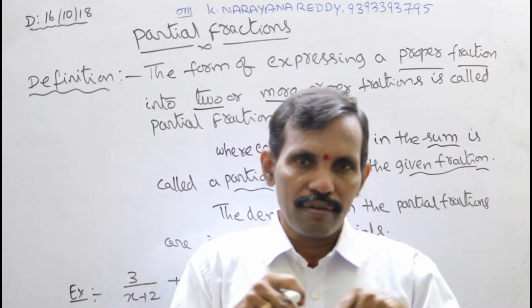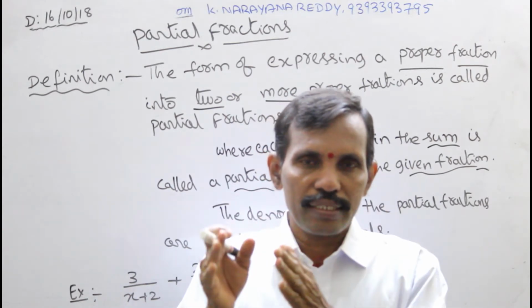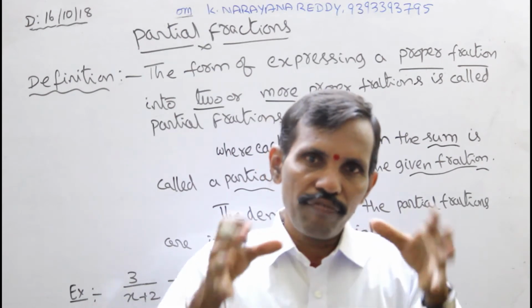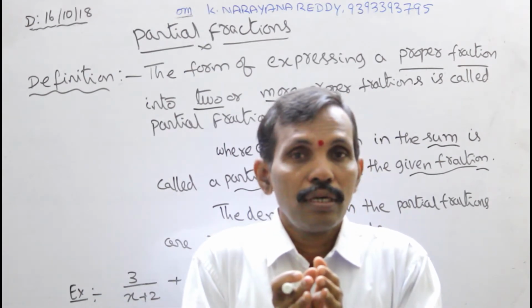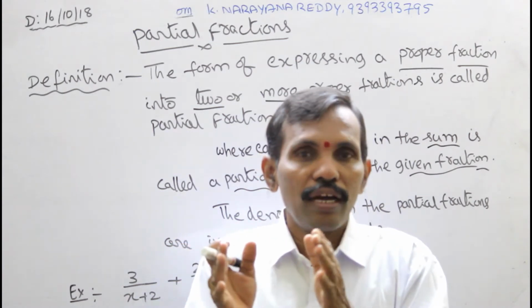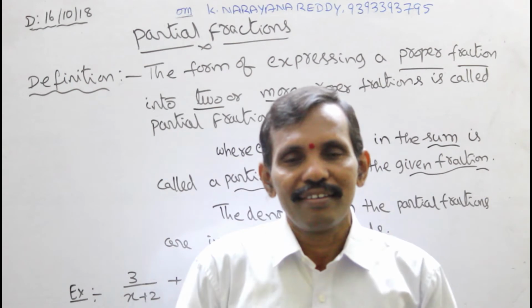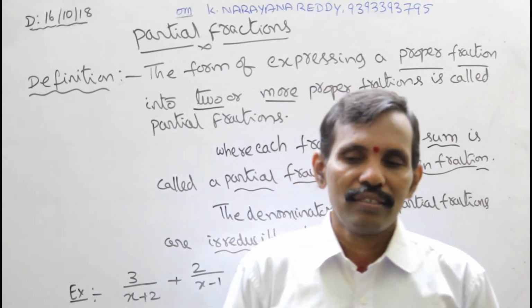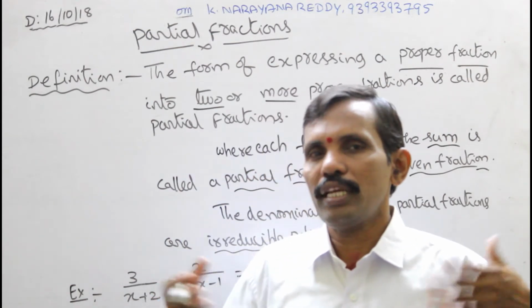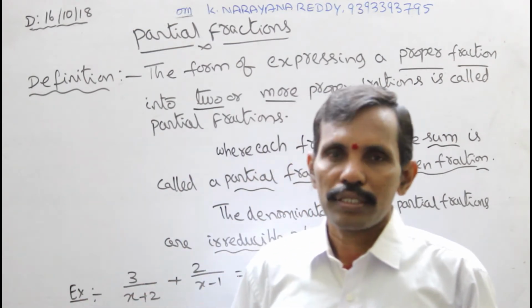Suppose a ball is there, and we cut it into three pieces. Again we club these three pieces into one. It comes to the same shape. But you are dividing partially, not fully. That is called partial fractions. Okay? So a fraction can be divided into two parts or three parts. That is partial fractions.